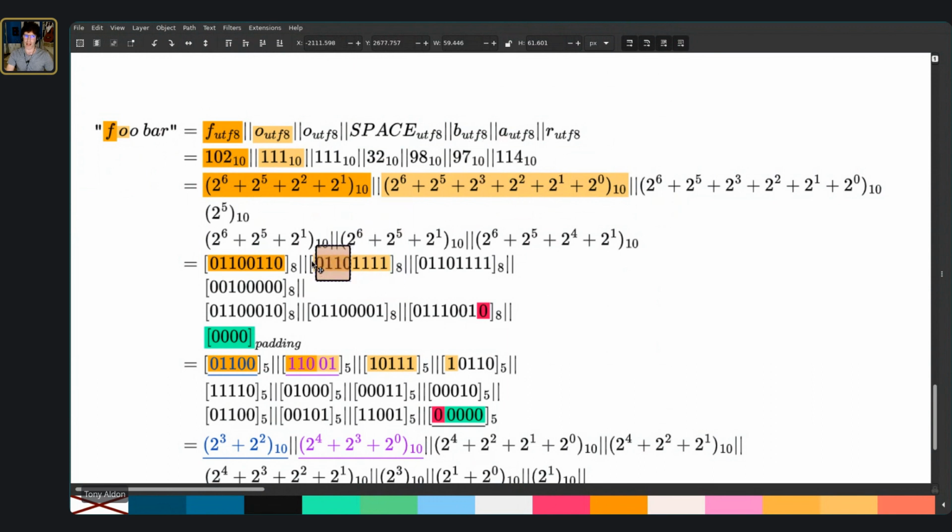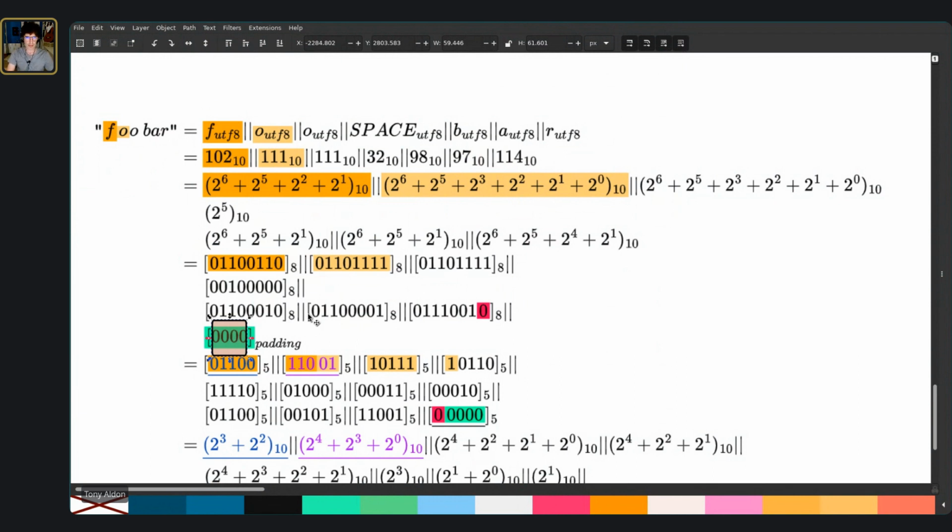Now that we have that, this is how we pass it. We concatenate all those bits right now, and this is the information that we have. We have 56 bits, but we can't divide that by 5. So what do we do? We add a padding of 4 zeros. This is the trick in some way.